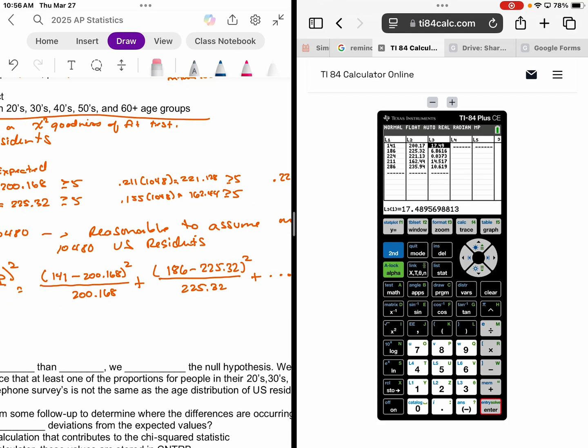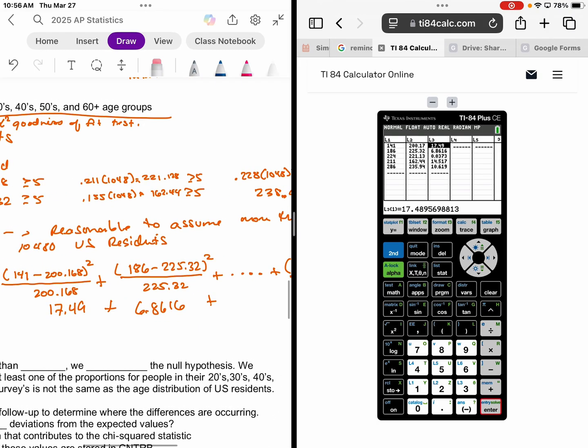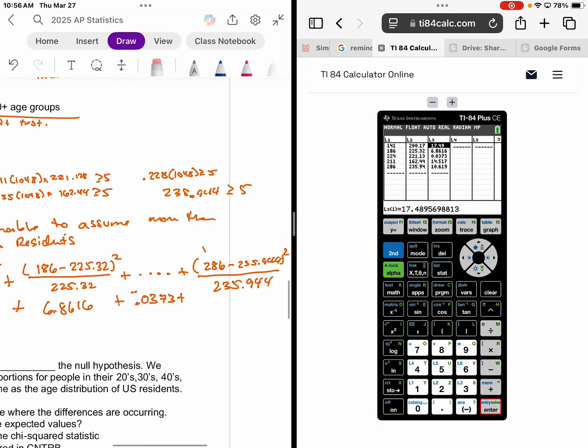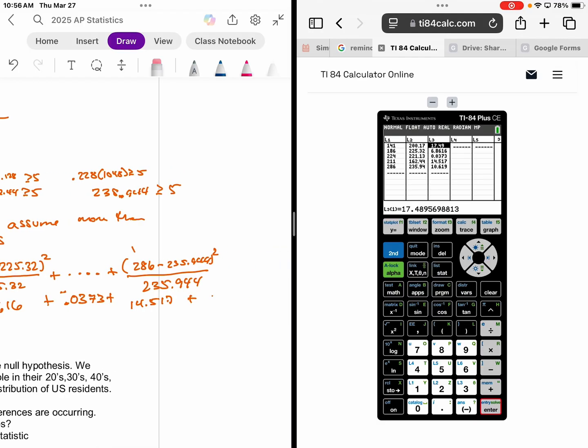So each one of those fractions, I'm just going to write it down. Don't write these down. I get this fraction worked out to be 17.49. This fraction is 6.8616. The next fraction, we don't have it written, but that's okay, is 0.0373. The fourth fraction was 14.517, and the fifth fraction was 10.619.